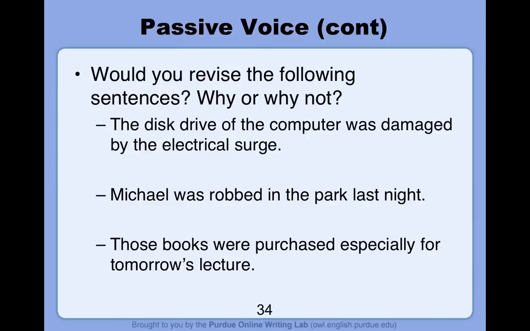And the third sentence, those books were purchased especially for tomorrow's lecture. In this sentence, the emphasis is on the fact that the books have been purchased. If it doesn't matter or it's not known who purchased the books, then the passive voice is probably better. If we want to emphasize the person who purchased the books, then the active voice is probably best. For example, Karen purchased those books especially for tomorrow's lecture. She will be furious if you take them today. Okay, so the emphasis in that version is on Karen, not necessarily the fact that the books have been purchased.